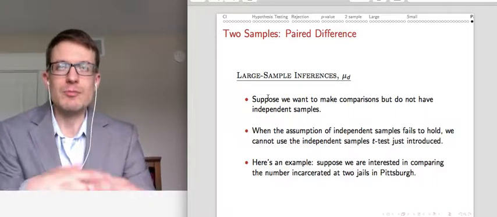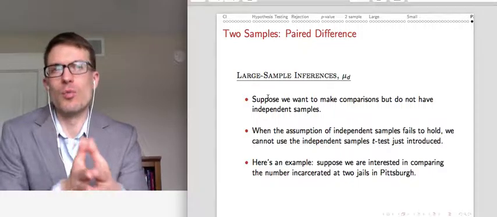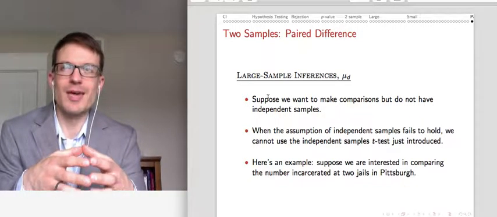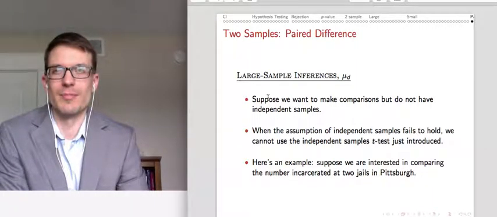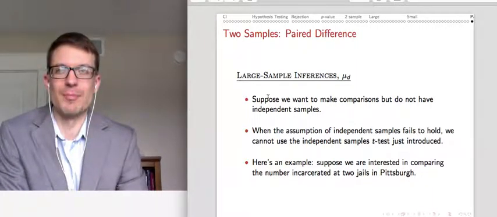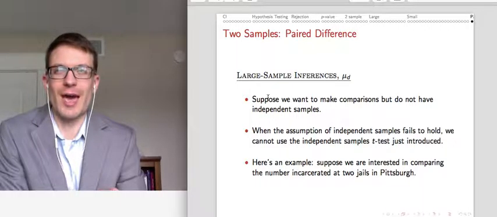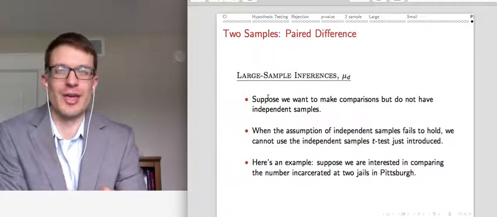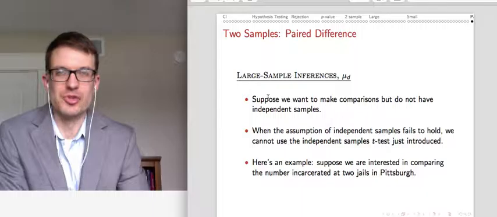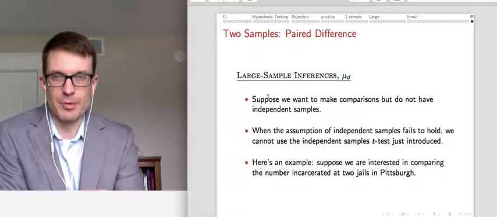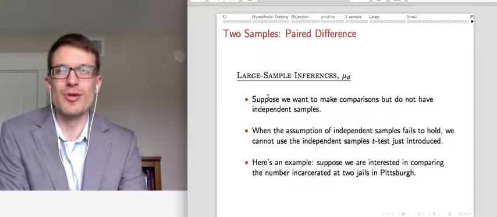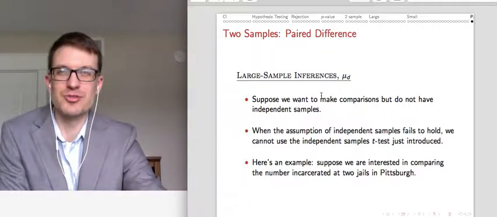So what I'm covering here is what we want to do to be able to make comparisons between populations, but we don't have independent samples. If this happens, we can't use the large or small sample t-tests because those required independent and symmetric populations. For example, suppose we want to compare the number incarcerated at 2 jails in Pittsburgh.